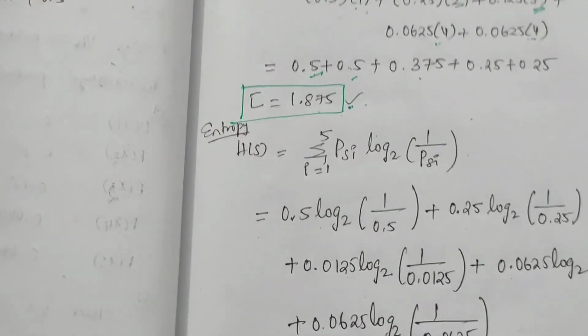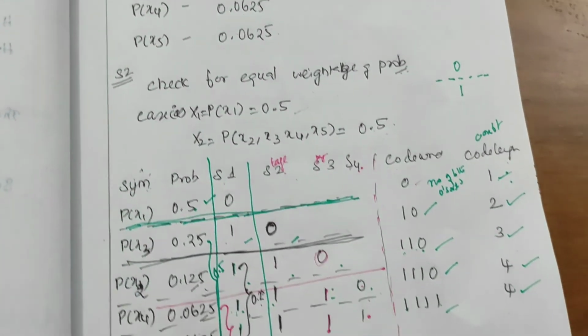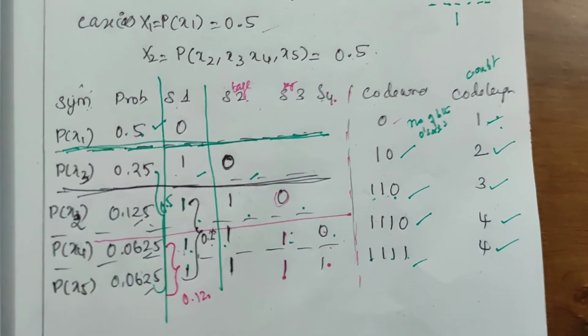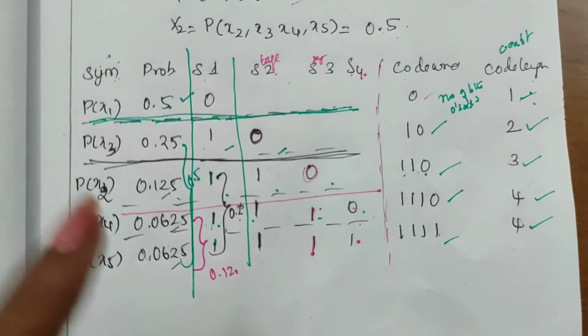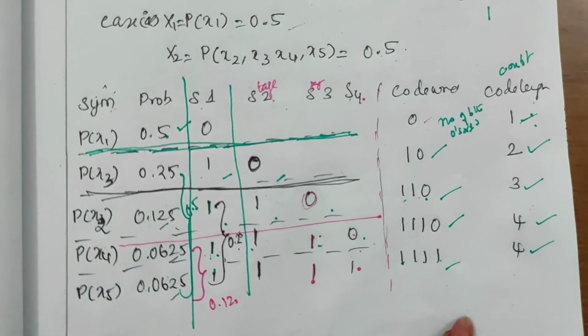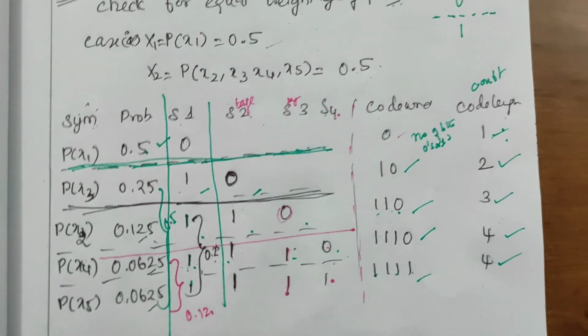The answer for the problem you have posted is this solution, just a tabular column showing the Shannon-Fano coding. Construct a Shannon-Fano coding.